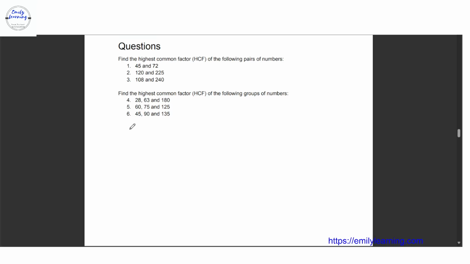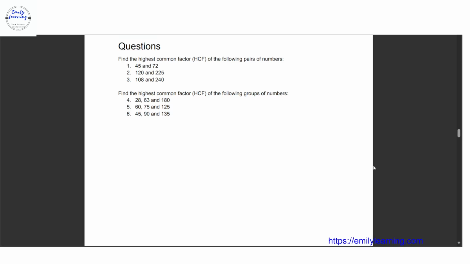For questions 4 to 6, you are given 3 numbers and you are asked to find the highest common factor. I also want you to do them by first expressing each of the numbers in prime factorization, as a product of their prime numbers in index notation, and then from there find the highest common factor. Now pause the video and try these questions. Once you're done, we'll go through these questions together.